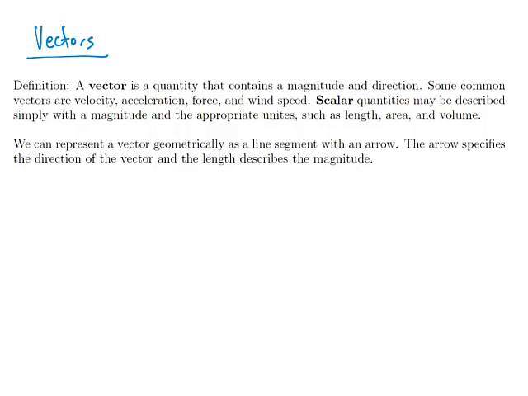So magnitude and direction. So think about wind speed, for example. A weather person might say, the wind is blowing 25 miles per hour out of the west. Okay, so by saying that, we have a magnitude, how strong the wind is, 25 miles an hour, and we have a direction, out of the west.